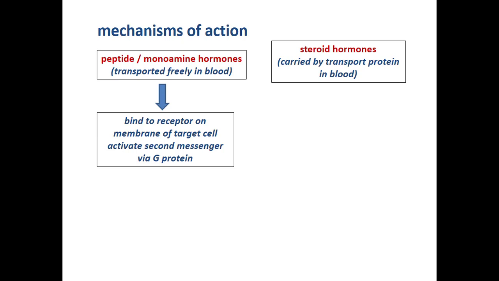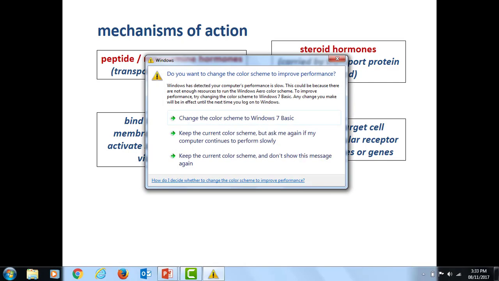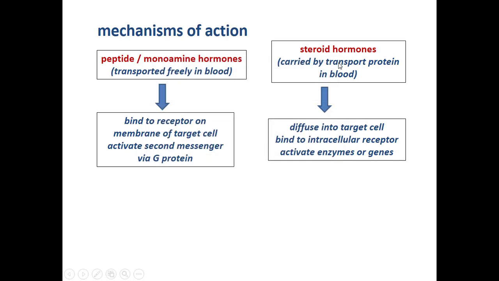Steroid hormones are not water-soluble, and when they travel in the blood, they need to be carried on a water-soluble transport protein. So steroid hormones are typically associated with transport proteins. These hormones, however, can diffuse freely into the target cell. Once they're inside the cell, they will bind to intracellular receptors, and this will result in the activation of enzymes or genes.